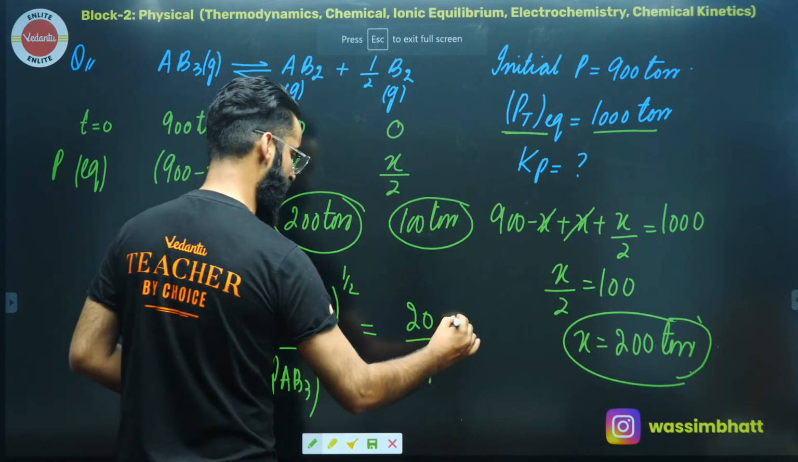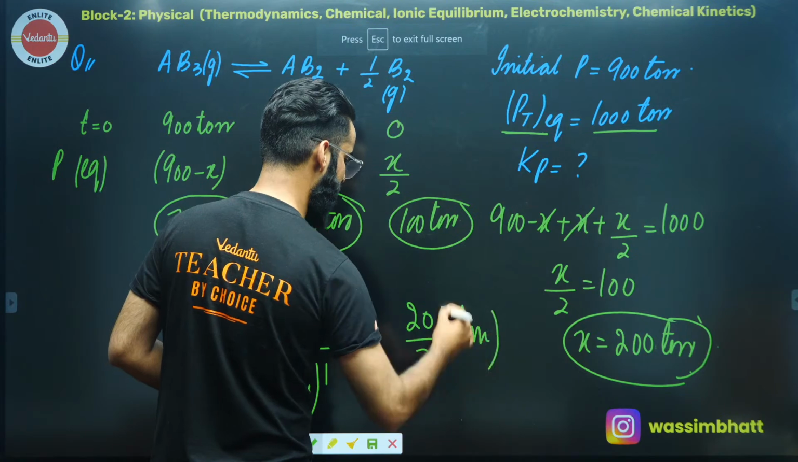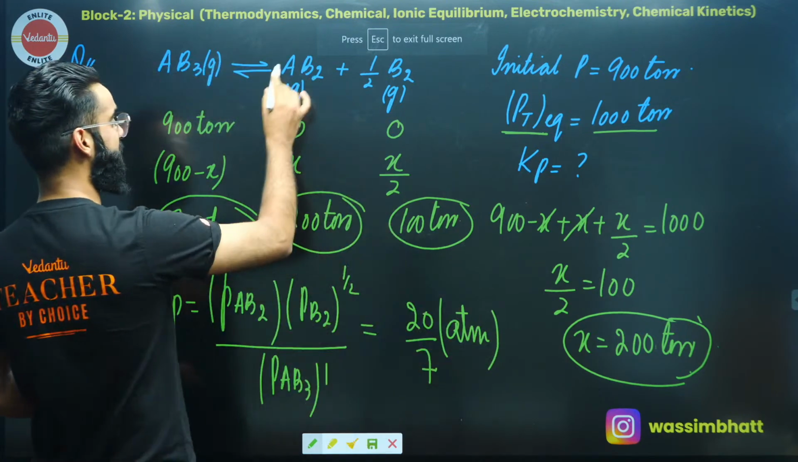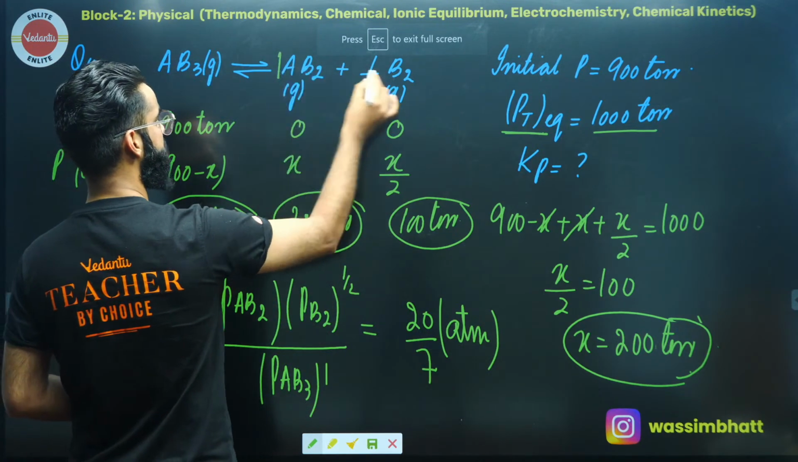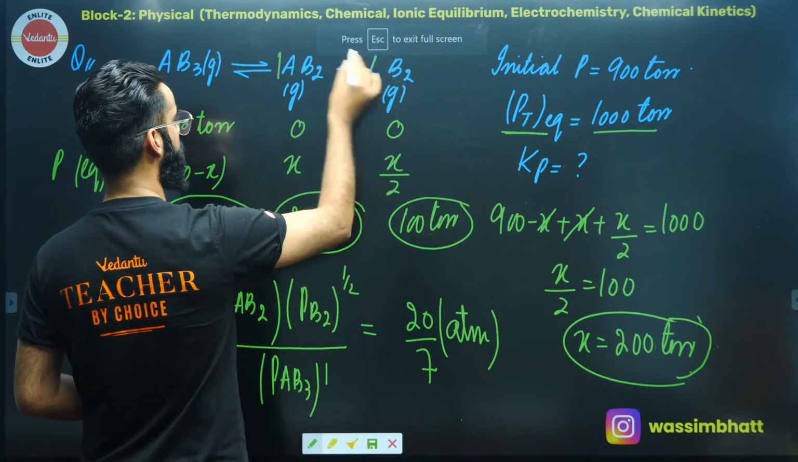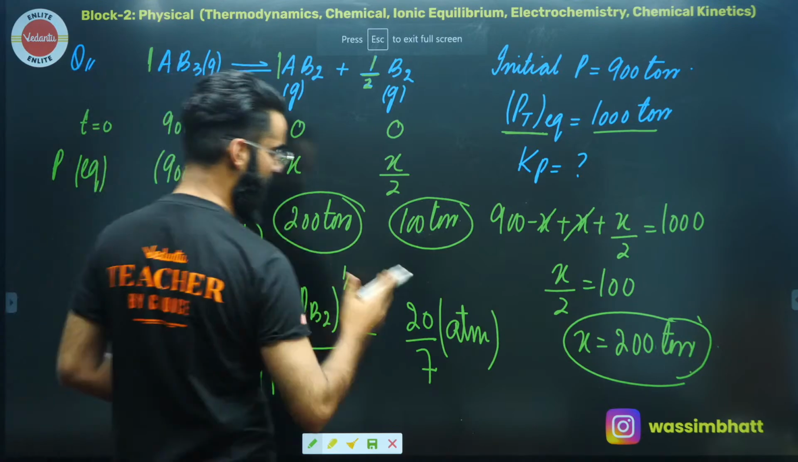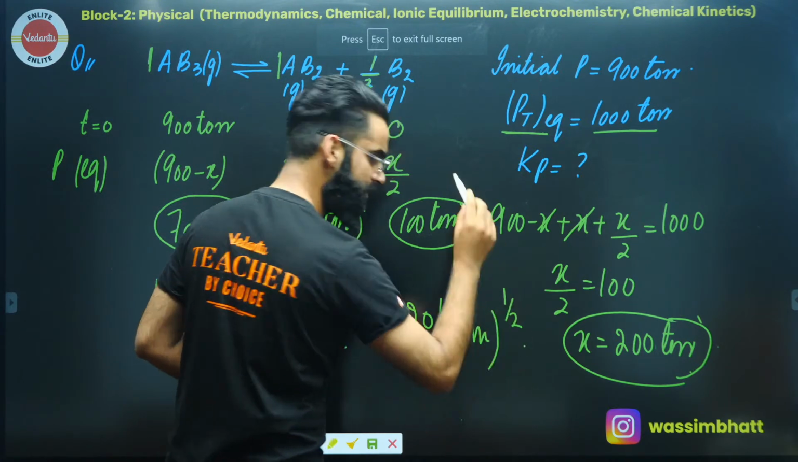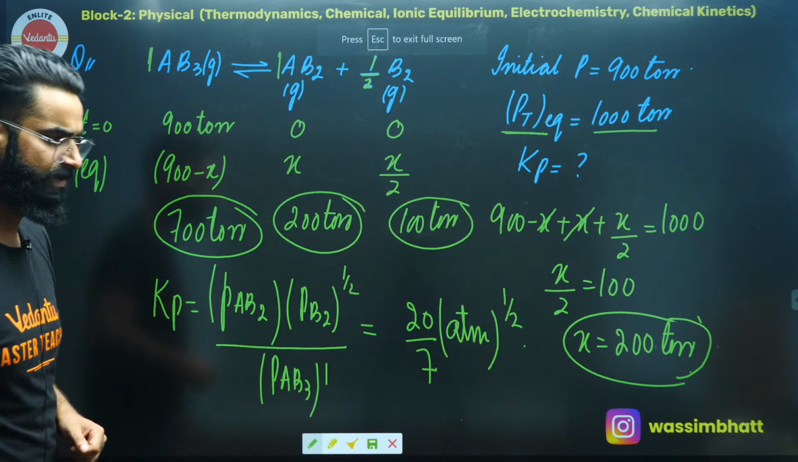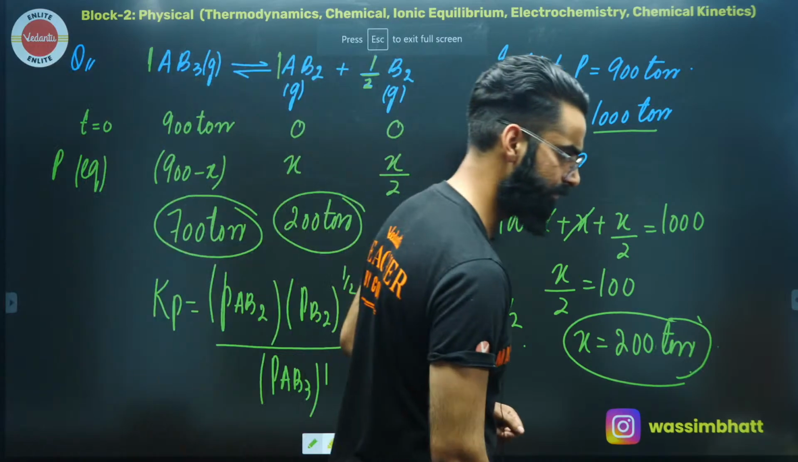And its units are going to be atm raised to the power delta Ng. What is delta Ng for this reaction? The number of moles of gaseous products, which is 1 plus 1 by 2, that is 3 by 2, minus the number of moles of gaseous reactant, which is 1. So 3 by 2 minus 1 comes out to be 1 by 2, right? So this is going to be the final answer of the question which we were supposed to calculate. Is it clear to everyone, right?